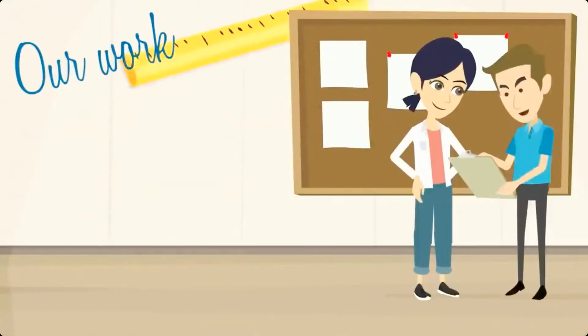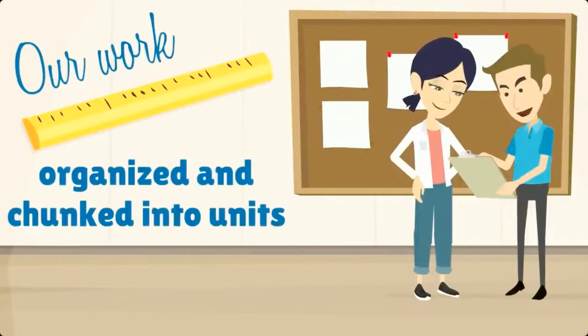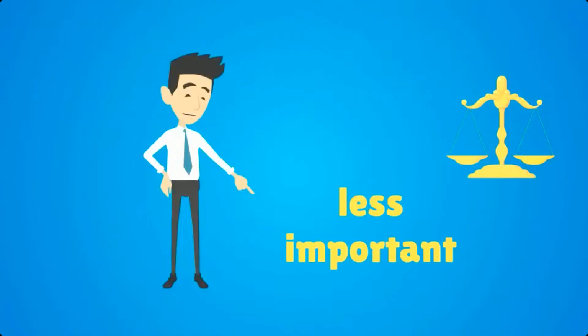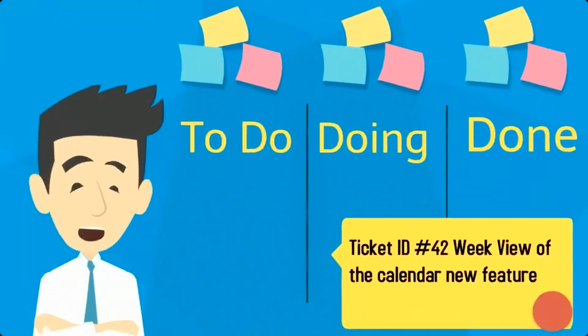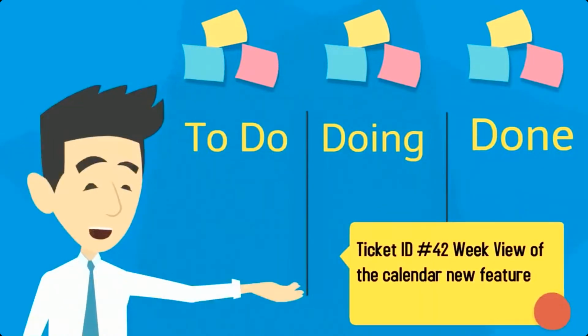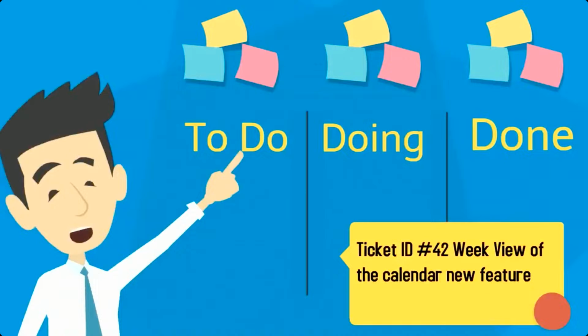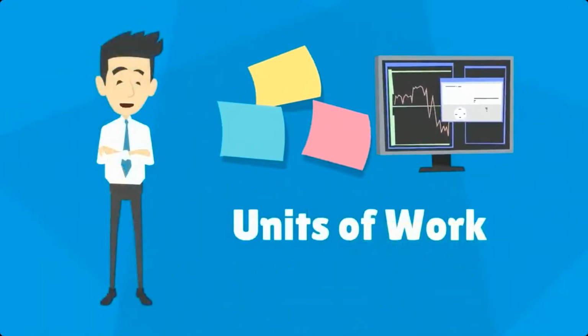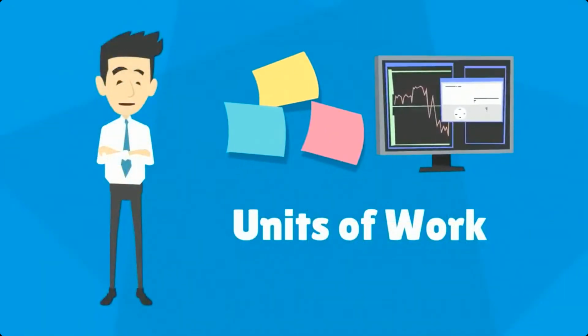We need to make sure that our work is organized and chunked into units that represent value to the customer, and we need a way to sort out what is extremely valuable from what is less important. Most teams find that the best way to achieve these things is to visualize their work so it's easy to see what has been done, what is being done, and what is yet to be done. Visualizing the state of various pieces of work can be done in software or even on a wall with sticky notes. But in this video, we want to concentrate just on how to represent the units of work.